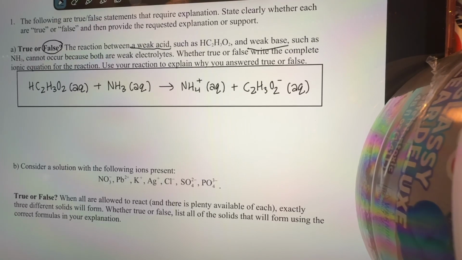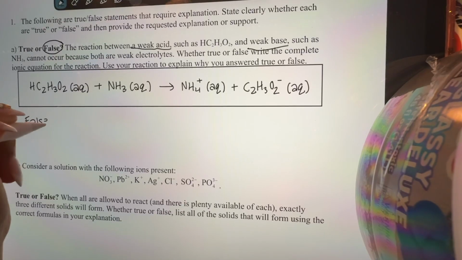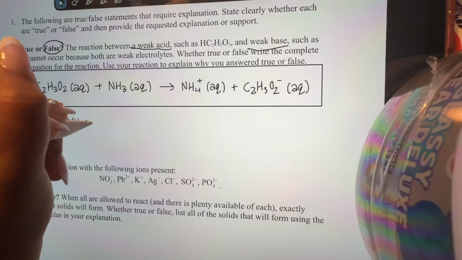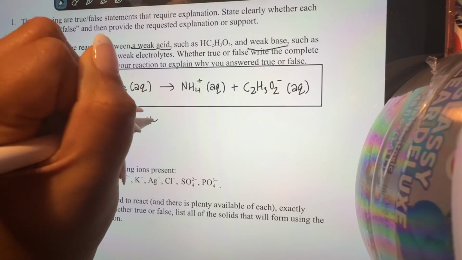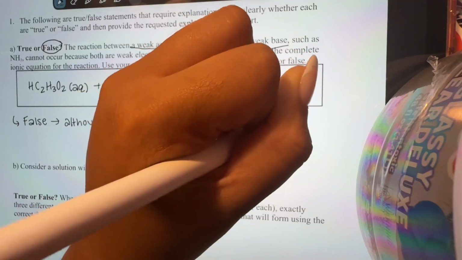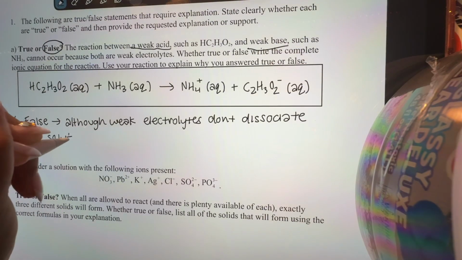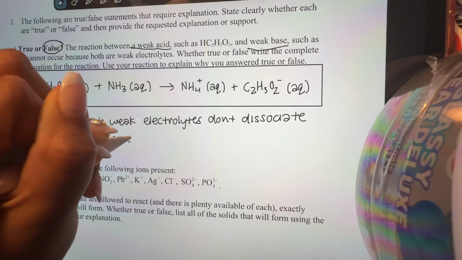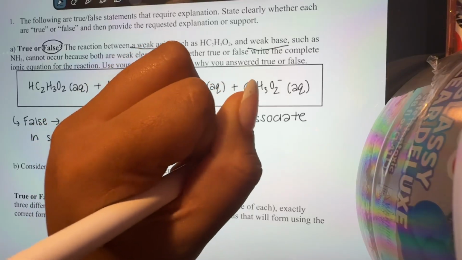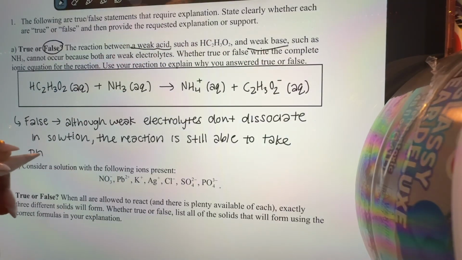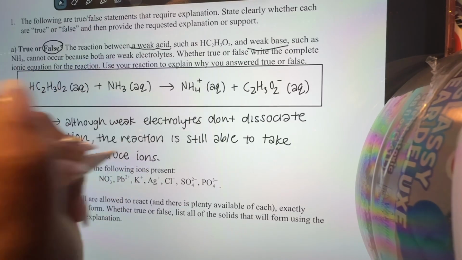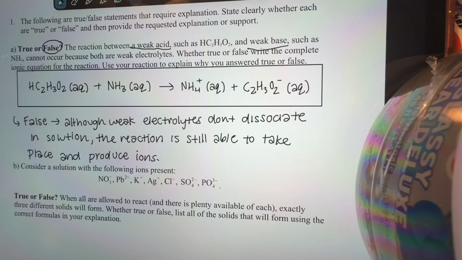And explain why you answered true or false. So basically what I'm writing is a bullet-pointed version saying that I answered false because although weak electrolytes don't dissociate in solution, the reaction is still able to take place and produce ions. Okay, so that's my answer for 1A.